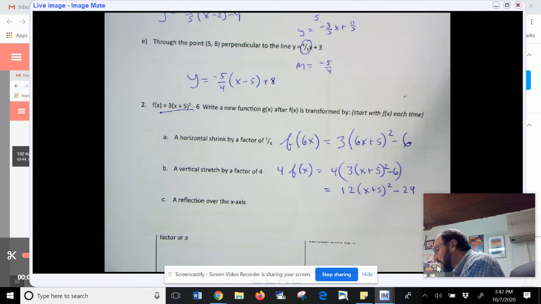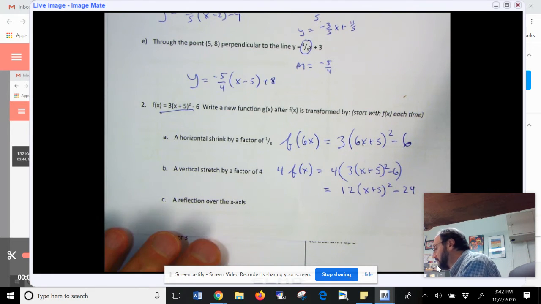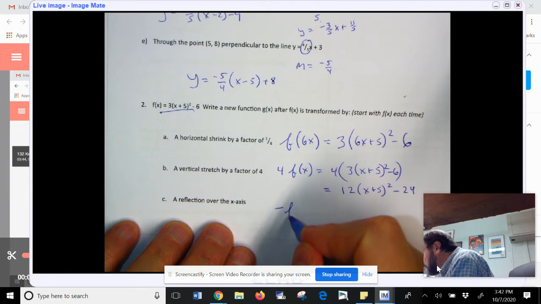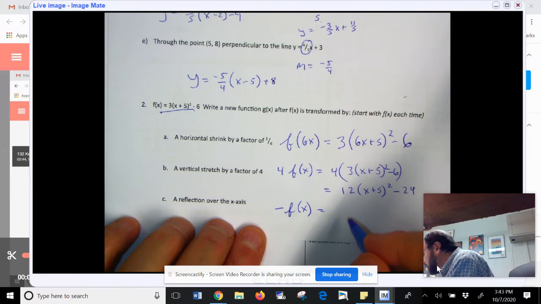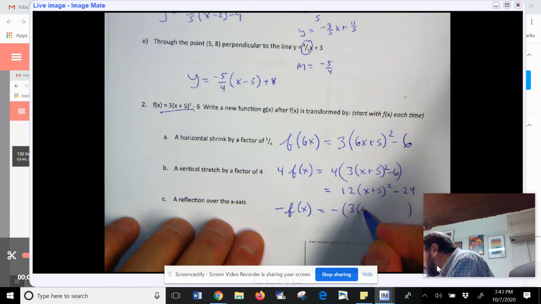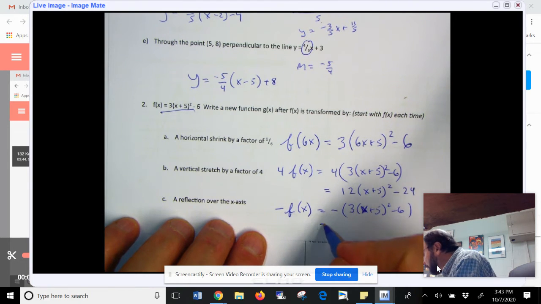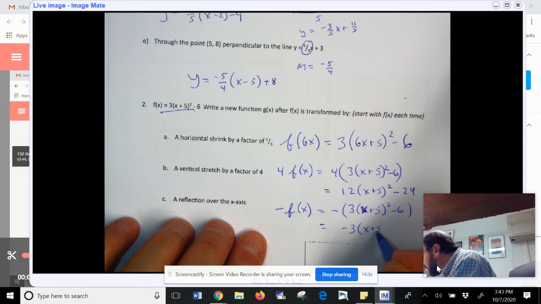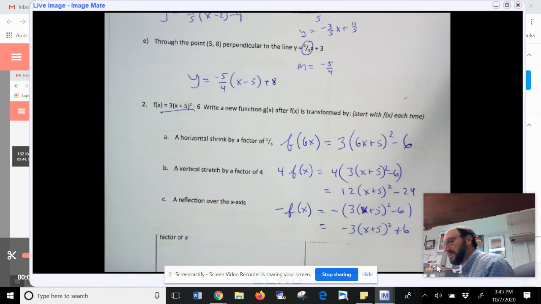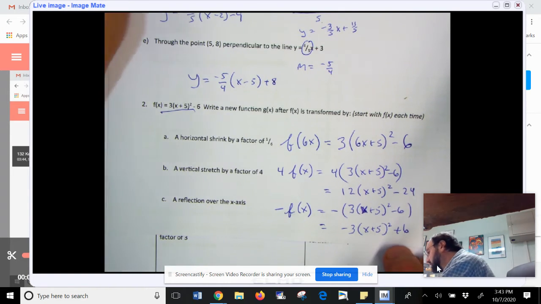Reflection over the x-axis, and the x-axis change would be vertical, right? Because the x-axis is like this, so if we're going up and down from here, that means we're going to change the vertical stuff, and that means we're going to do the opposite of f of x. So just like a vertical dilation, we're going to have a negative 1 out in front of a parenthesis. We're going to have 3 times (x plus 5) quantity squared minus 6 inside. If we simplify that a little bit, it would be negative 3 times (x plus 5) squared plus 6, because that negative 6 where it got shifted down to is now flipped over the x-axis.